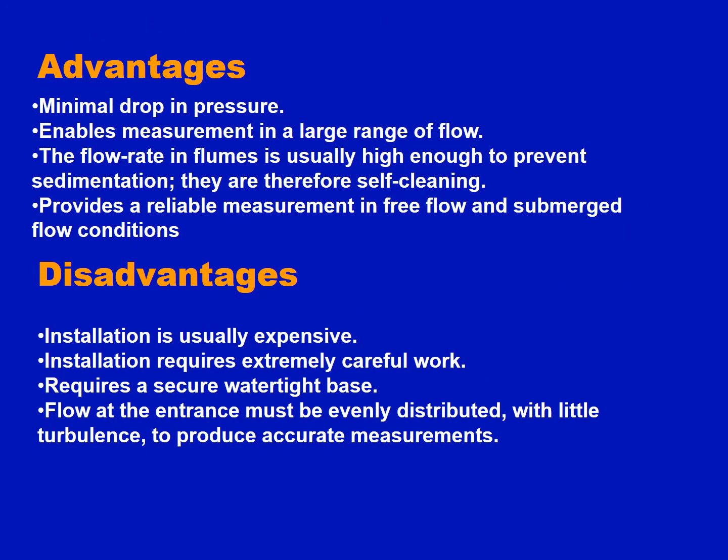Now there are some advantages and disadvantages which are a little bit covered in previous slides also: minimum drop in pressure, measurement of a large range of flow. So we have seen small size and larger size. There is a large variation between the small size and the large Parshall flume in the width of the throat, so the high range of flow we can measure. Then a self-cleaning device and reliable measurement in free flow and submerged flow condition.